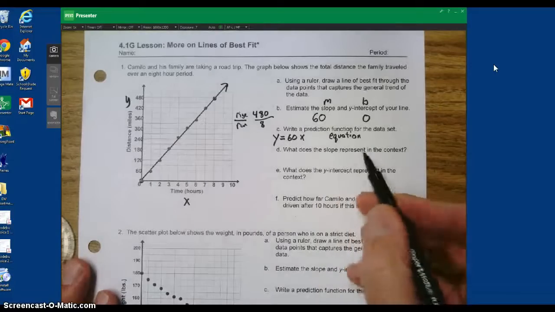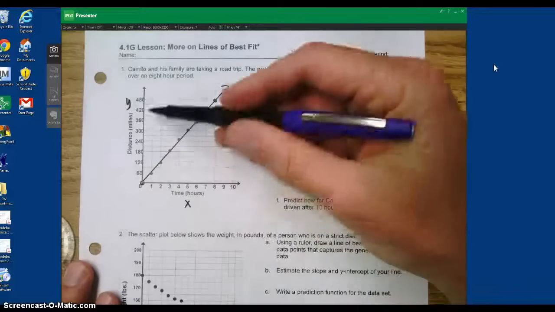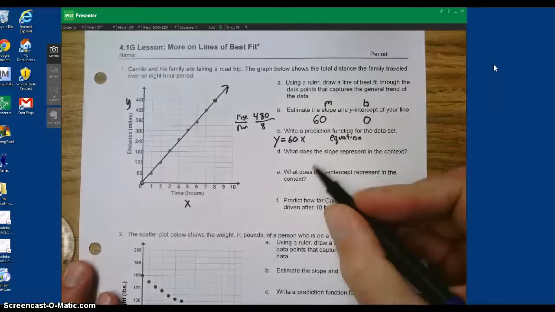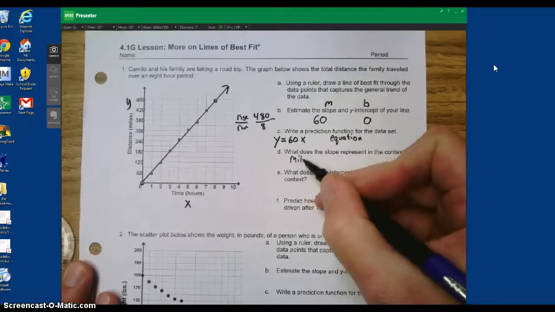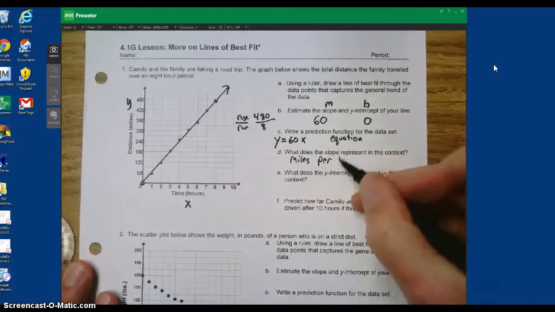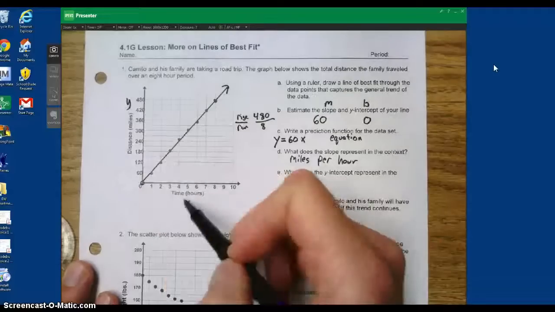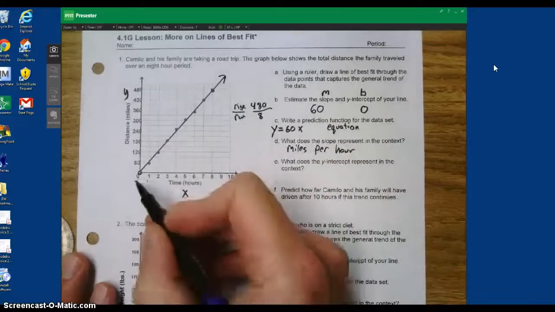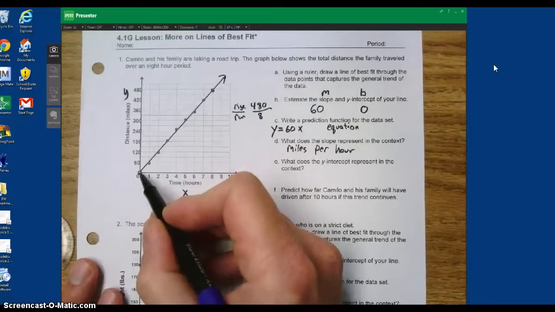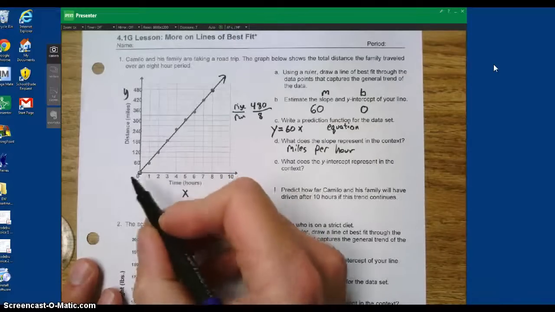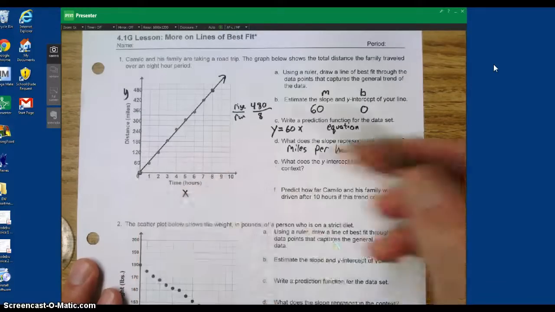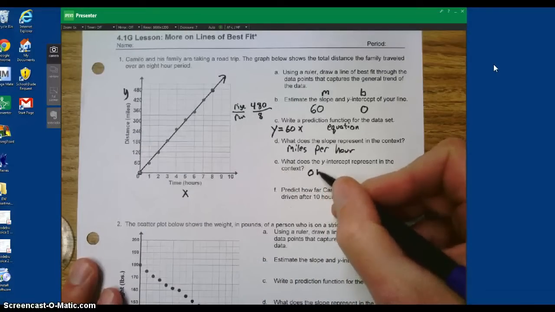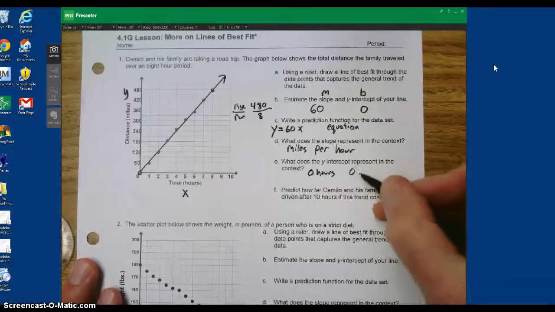What does the slope represent in context? What does this rise and run represent in context? Well, it's that over that, also known as miles per hour. That's what this means, that over that, miles over hours. What does the y-intercept represent in context? Well, what does that point right there represent in context? It represents that at 0 hours, how far have we gone? 0 miles. So we are at 0 hours and 0 miles.